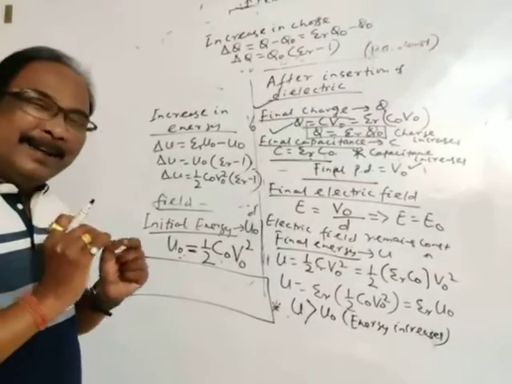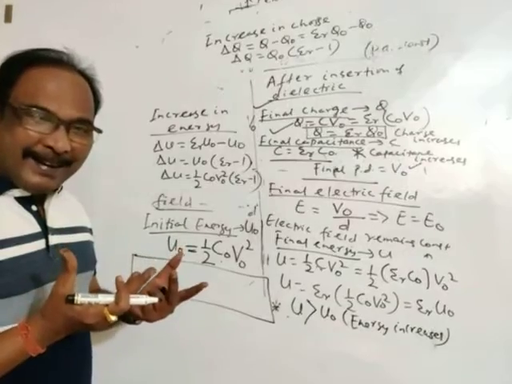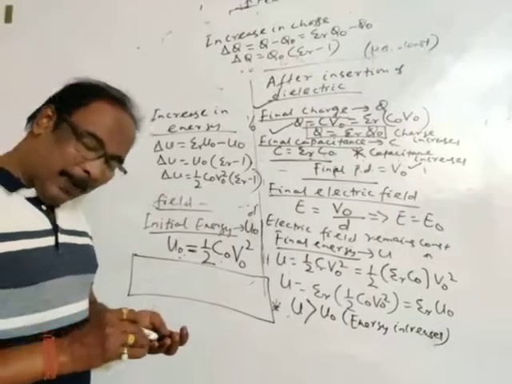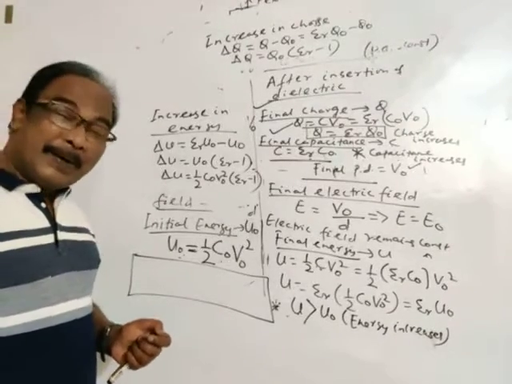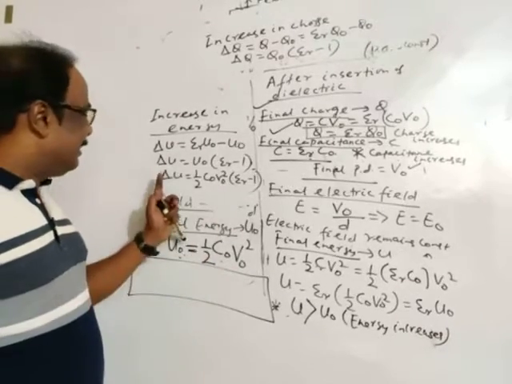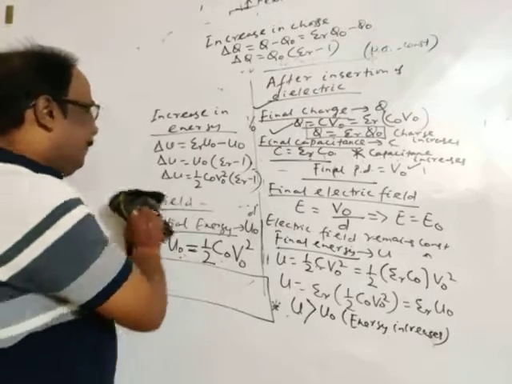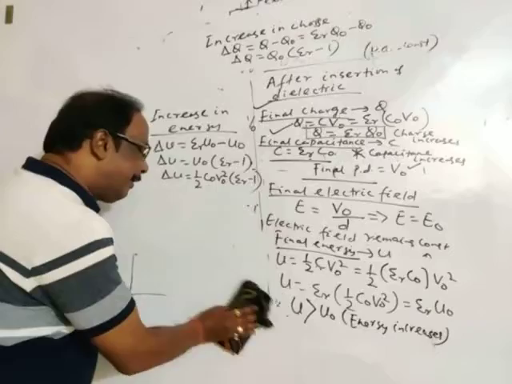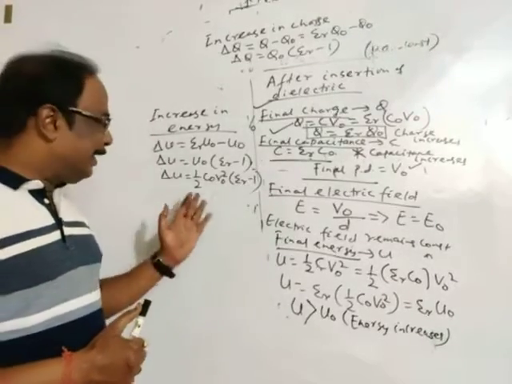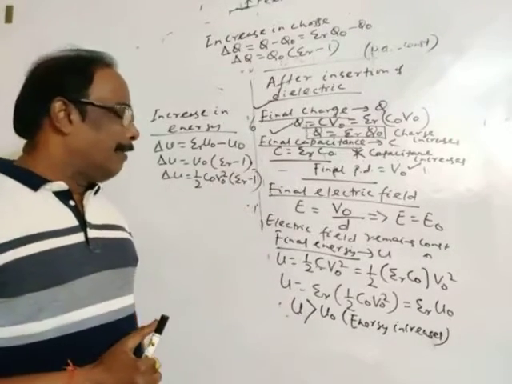How is the energy increased? Due to the energy spent by the battery which is connected. So work is done at the cost of energy supplied by the battery. So this is the increase in energy, the work done by the battery, the same thing. The increase in energy is half C naught V naught square into epsilon r minus 1.